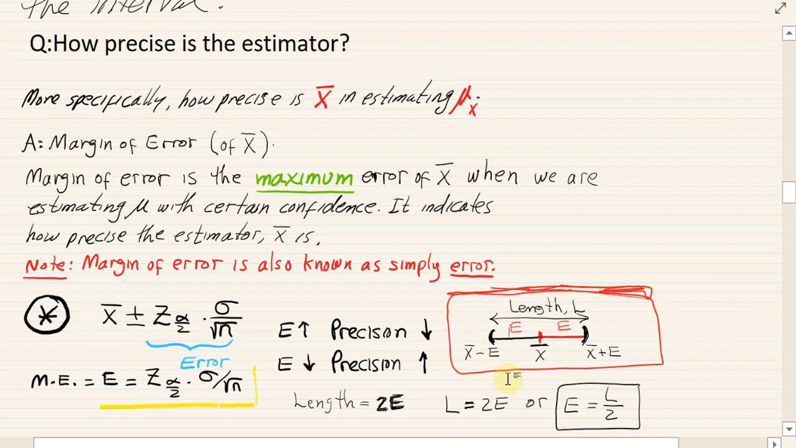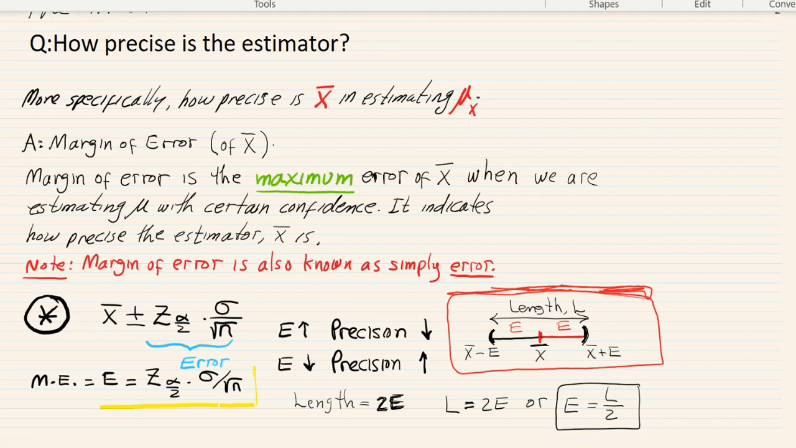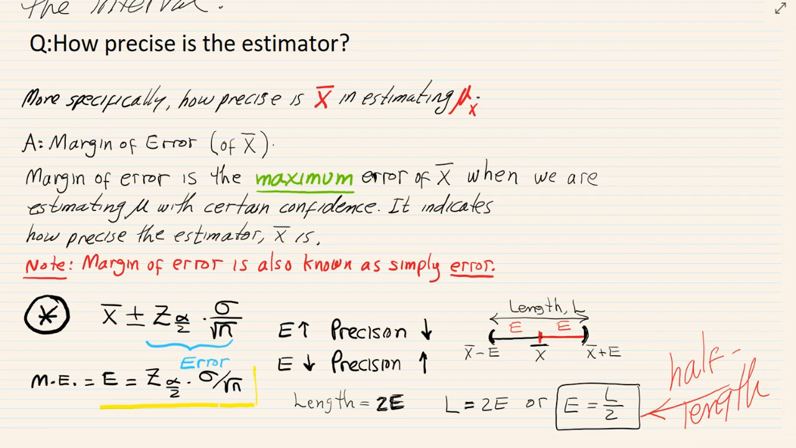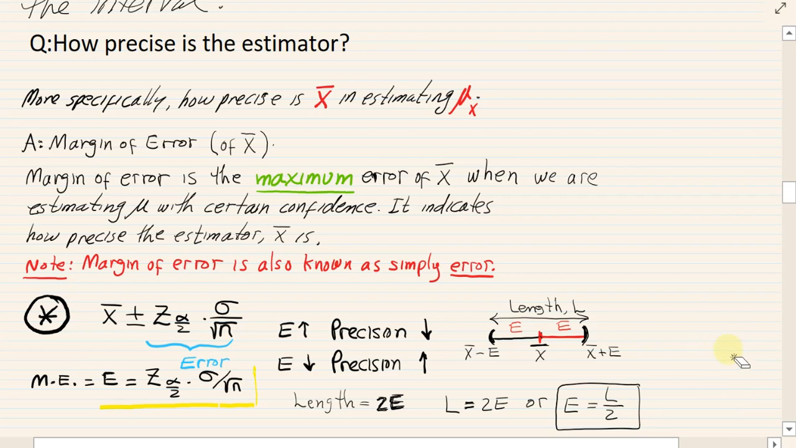Megastat calls the margin of error the half interval. So this is actually going to help us understand what a half length means. Remember, the half length is L over 2. Half length means margin of error. Keep that in mind, please, as we go through Megastat, because it's going to show up on the output. Half length is margin of error.